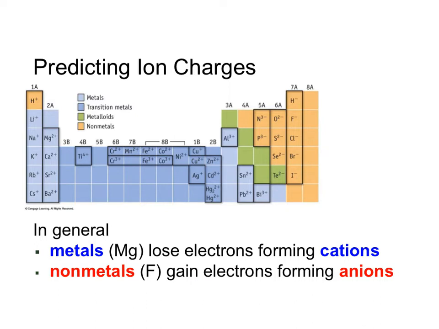We need to keep in mind that hydrogen is an exception to many rules in chemistry. In this case, hydrogen has both the ability to form a positively charged cation or a negatively charged anion. We'll see in a little bit how we'll be able to tell the difference depending on the compound that it's in.